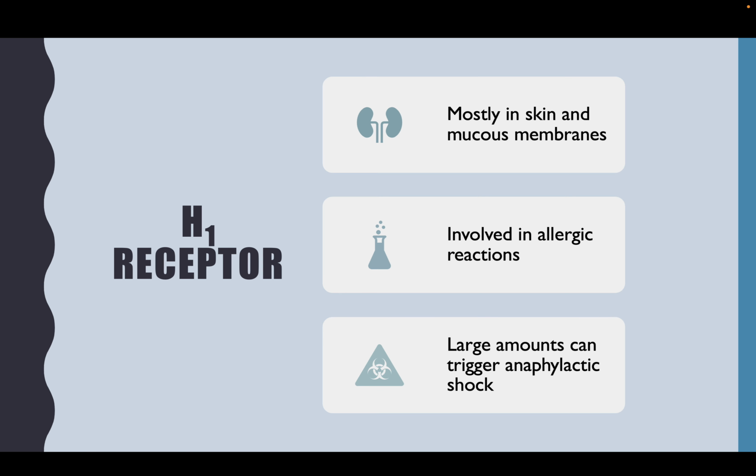That histamine is then going to bind to histamine receptors, and there are a couple we need to be aware of. First is the H1 receptor, primarily found in our skin and mucous membranes. They give us some of our common telltale signs of allergic reaction, and then in large amounts, large activation of H1, large amounts of histamine can trigger and lead into anaphylactic shock.